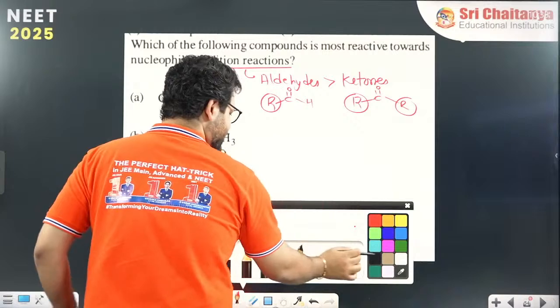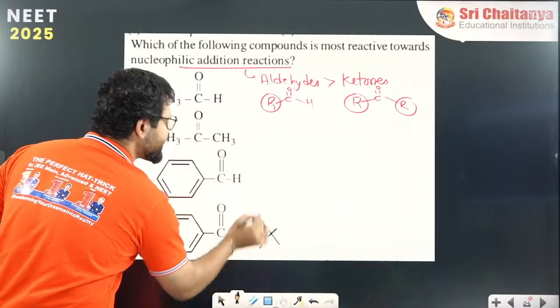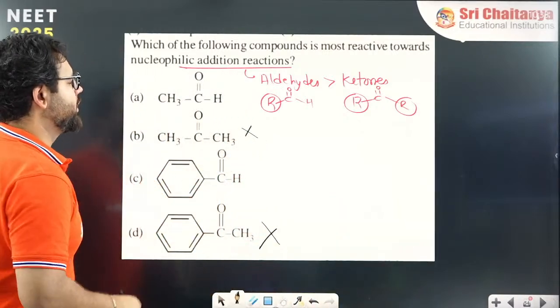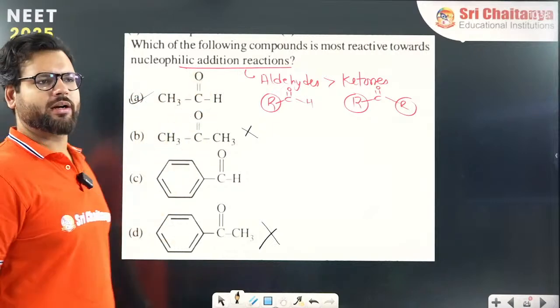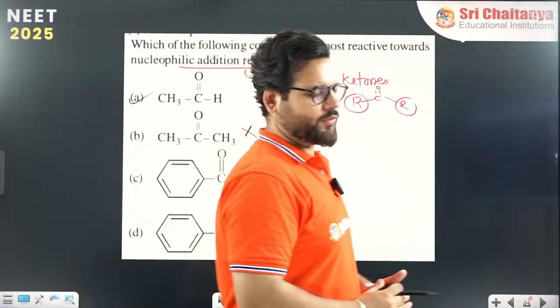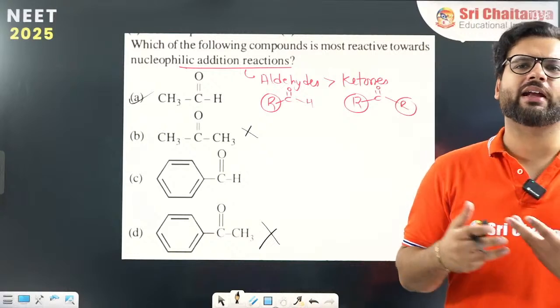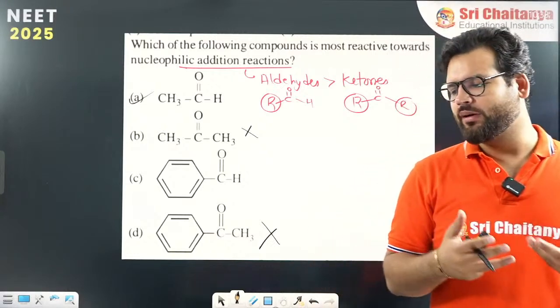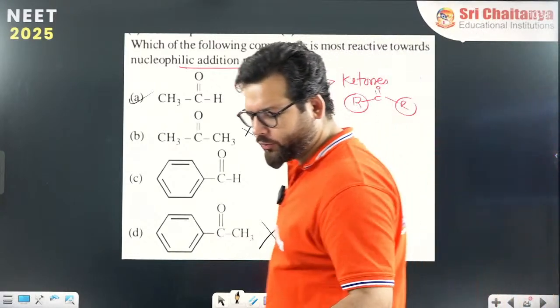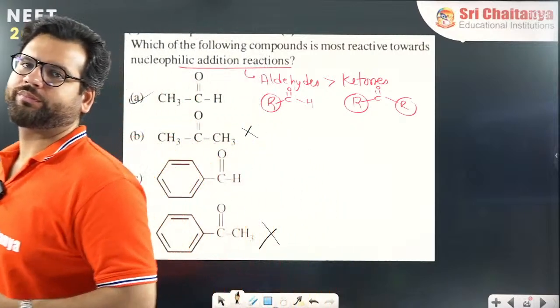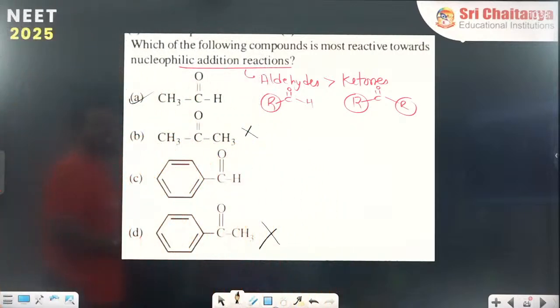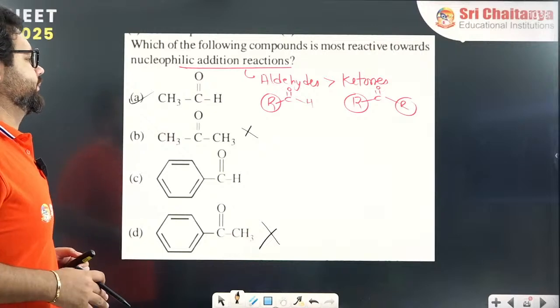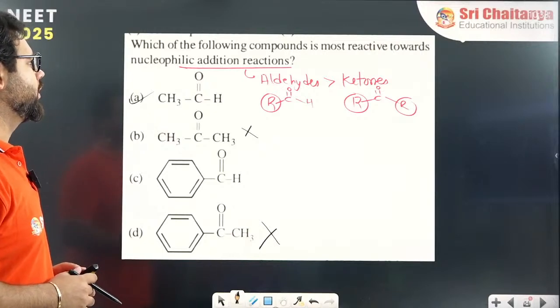Anyway, the answer cannot be these two because they are ketones. Now, CH3 is less hindered as compared to the phenyl group. So obviously, an aliphatic aldehyde will be more reactive than benzaldehyde because the phenyl group is very, very bulky. Next one.